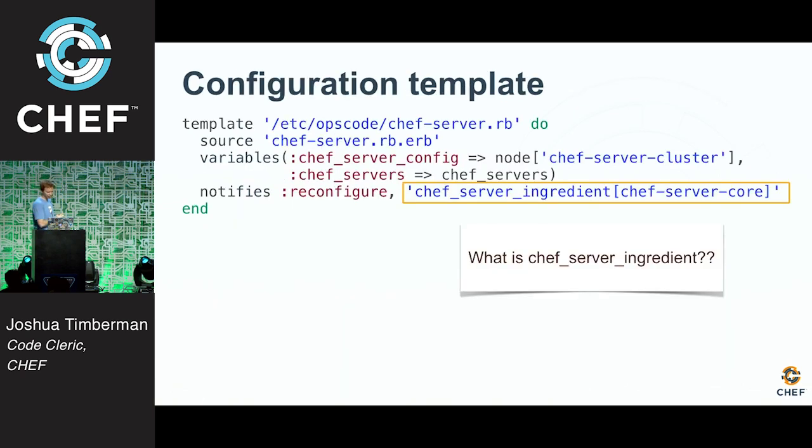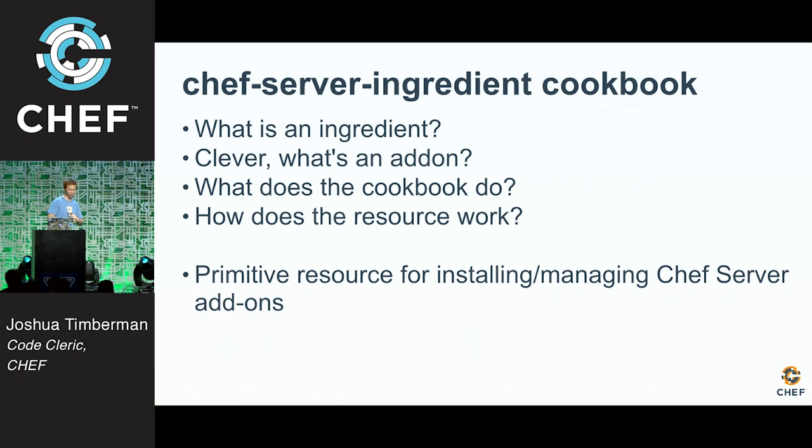So let's talk about chef-server-ingredient. What is that? Well, it comes from a cookbook called chef-server-ingredient. So what's an ingredient? Well, that's the various packages for Chef Server Core and the various add-ons. So what's an add-on, right? Add-ons are those additional features like Chef Analytics, Chef Reporting, Chef Manage, Chef Delivery. I can actually say that one now.